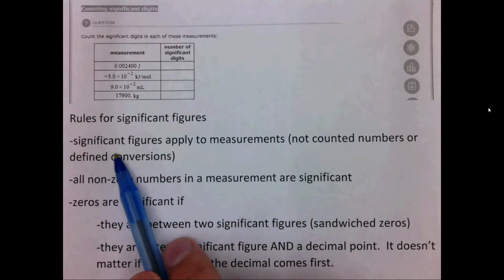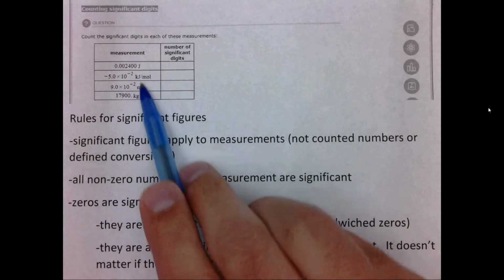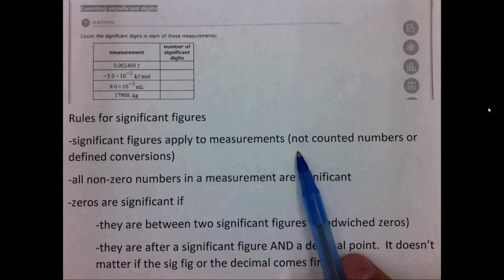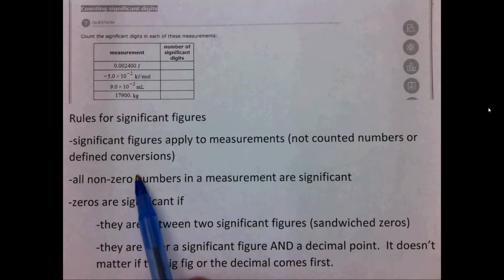First, significant figures apply to measurements. You can recognize a measurement by the presence of a unit. They're not applying to counted numbers, such as how many people have watched this video. That is not a measurement, that's just the number of people. Or defined conversions, such as 1 liter equals 1,000 milliliters. There's no significant figures in that, that's just a defined conversion. So not all numbers have significant figures, but measurements do.